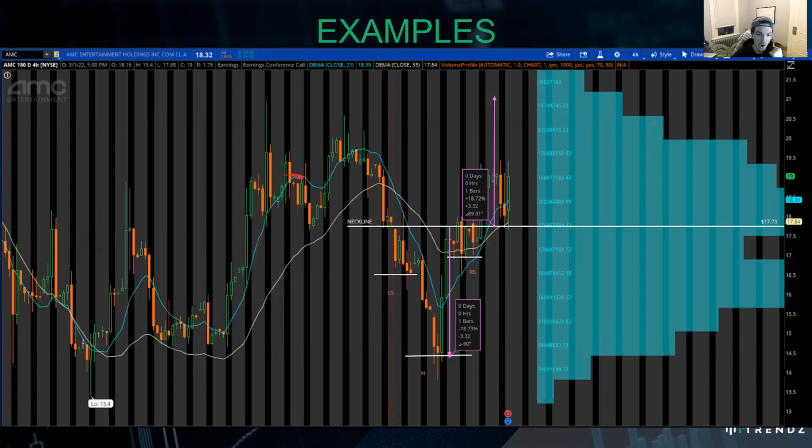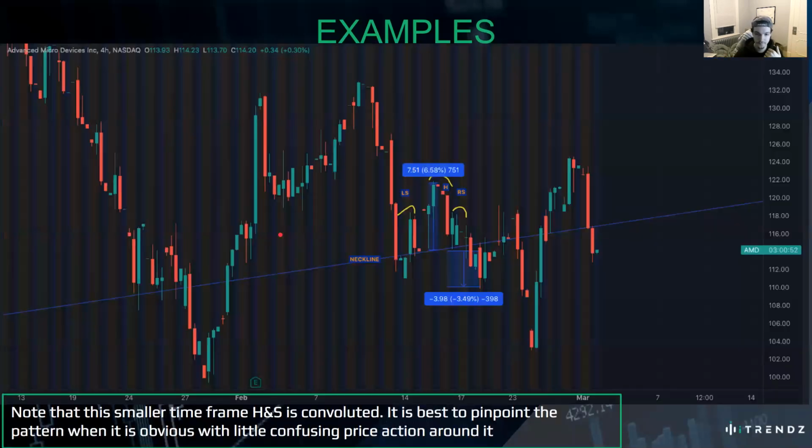You have a nice, easy M pattern, comes down to back down to support. After it made a left shoulder here, the head is forming. Okay, we find our right shoulder. Now you take the breakout of the neckline. That neckline was also a huge support on this M pattern here. It's also a big support over here, very identifiable. But if you go to this AMD, it's just too convoluted in here.